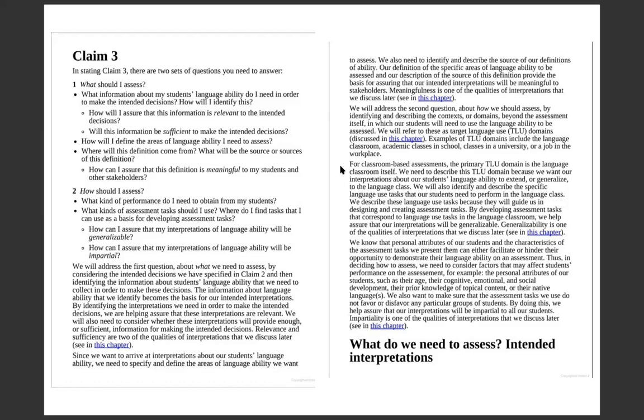And then will this information be sufficient to make the intended decision? So, I mean, are you giving them a complete task, something that is really an indicator, that's the word, an indicator of that particular language ability that you want them to assess, to improve, no? Yeah, and so what? Yes. Sorry for interrupting you.